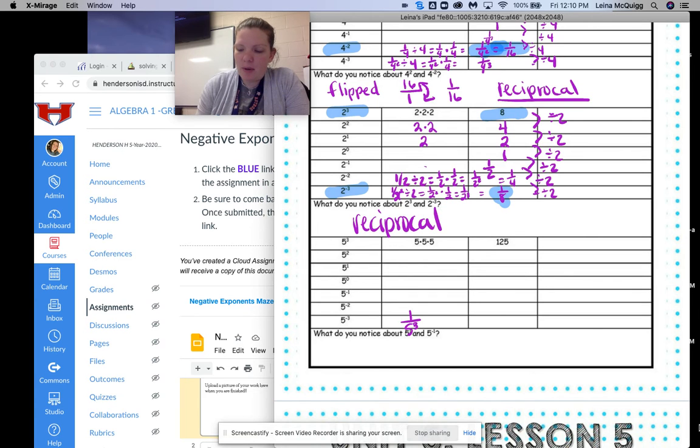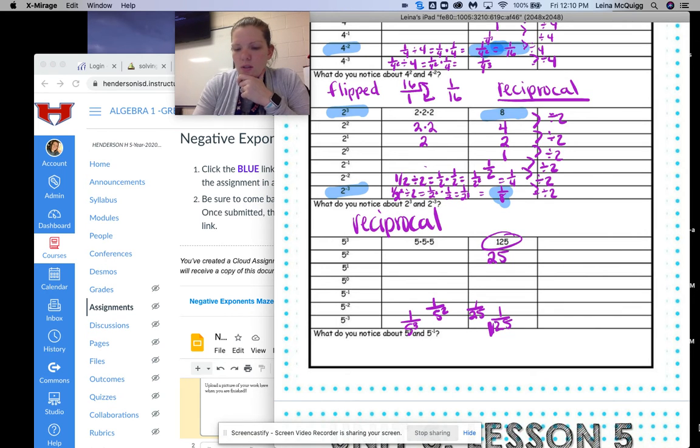So if I know what 5 to the positive 3 is, 125, then that means 5 to the negative 3 has to be 1 over 125. All right? Just like 5 squared is 25. That means 5 to the negative 2 has to be 1 over 25 because it's going to end up being 1 over 5 to the positive 2. It's going to take us to the denominator every time.